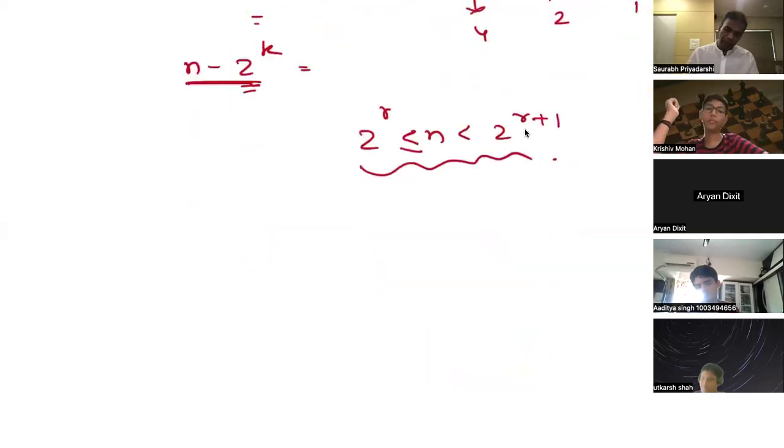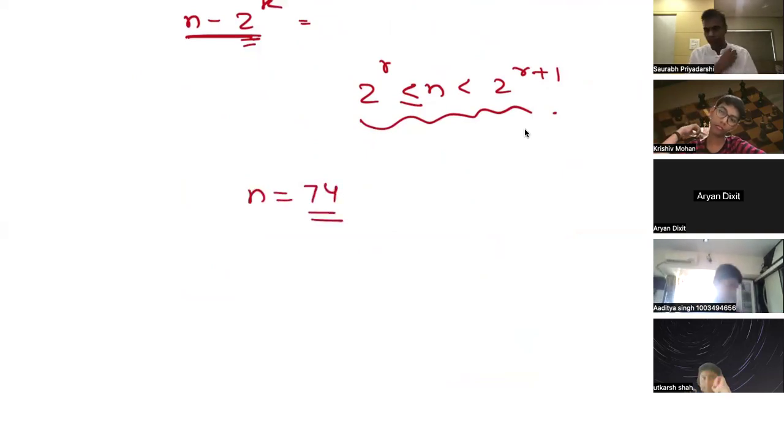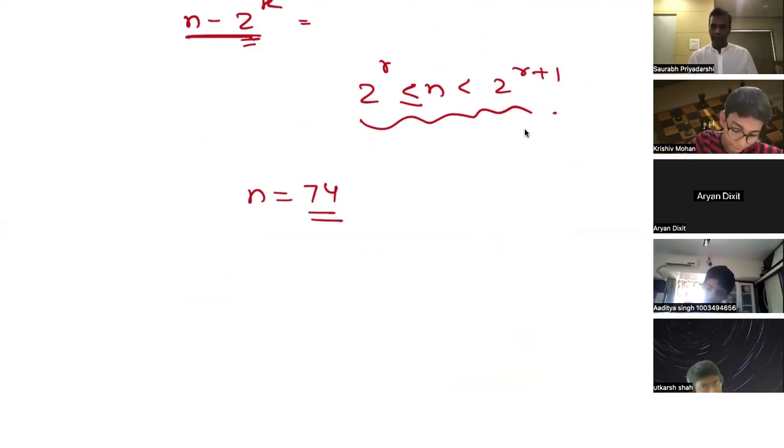So if we have to write the number n equal to 74 as a sum of powers of 2, do it fast. I'm not giving you binary or anything, right? I'm just showing you that any number n I can represent as a sum of powers of 2.